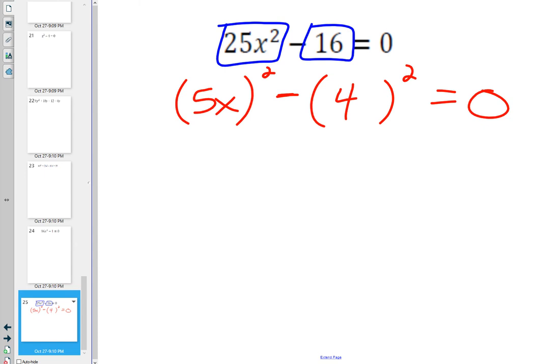And now here's another one of those paying attention questions. I have now confirmed that I do have a difference of squares. I'm doing cartwheels in my mind. You just can't see them.